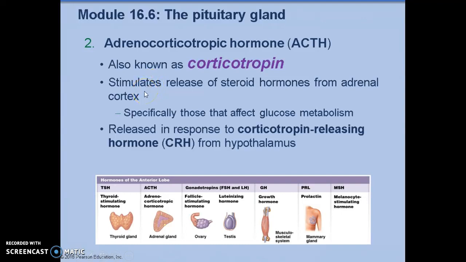Remember, the cortex is the outer part of the adrenal gland. The medulla is the middle. Just as our brain had a cortex, it's always the outer part. So this ACTH is released in response to corticotropin releasing hormone from the hypothalamus. So the hypothalamus is directly controlling the release of the hormones from the anterior pituitary.